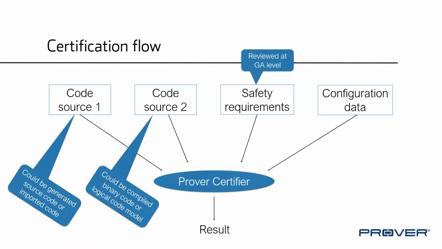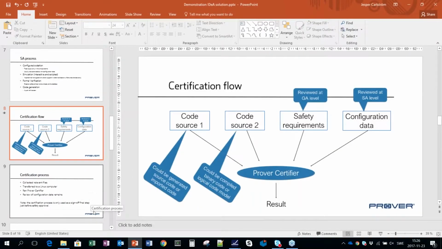Then we have the safety requirements. It was the file that I stressed is reviewed at the generic application level. And finally, there is the configuration data, which has to be reviewed or otherwise proved to be correct on the safety application, on the specific application level. This is what you feed to the program called Prove Certifier, which is a Linux-based program, and out you get the results saying that the interlocking is safe or not. I want to demonstrate this to you.